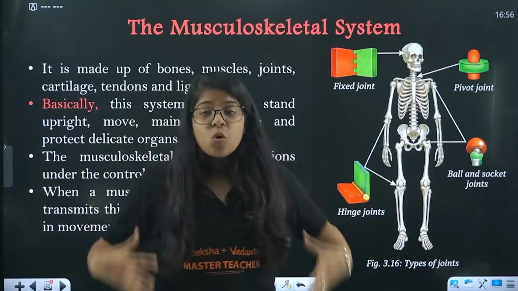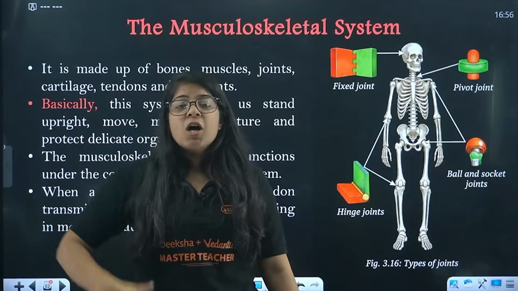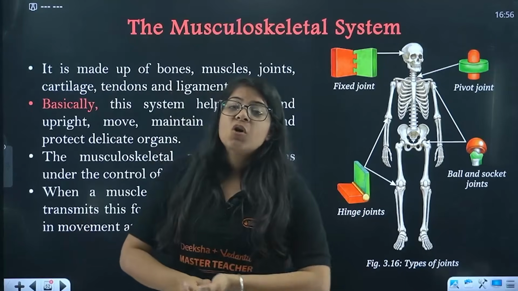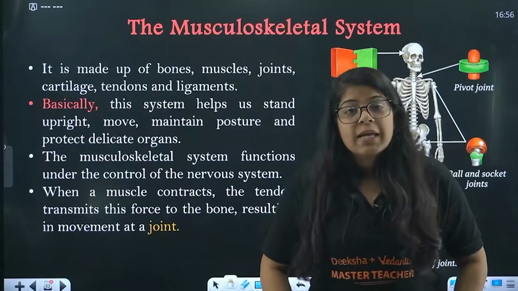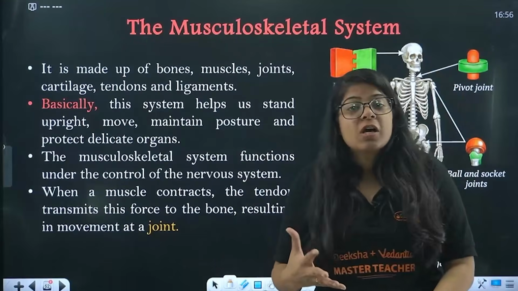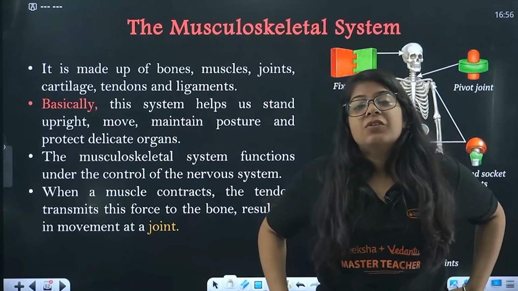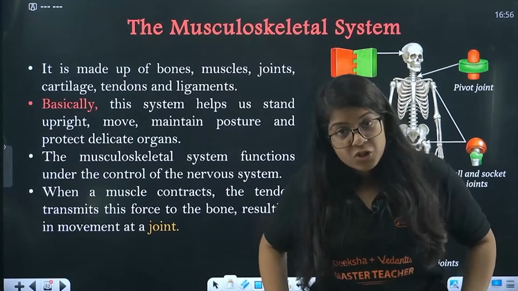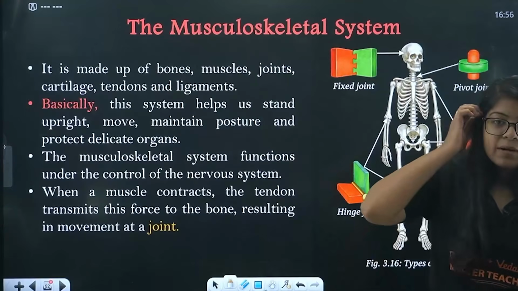Now, my whole body is made up of muscles, joints, cartilage, ligaments, tendons. All these combined is called the musculoskeletal system. So basically, this is the system that helps us to support, that helps us to stay upright, that helps us to move, maintain posture, and protect our delicate organs, right? So that is your musculoskeletal system. It helps to maintain posture and protects our organs. It helps to move and stay upright as well.